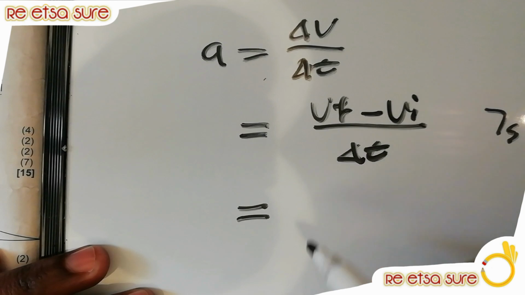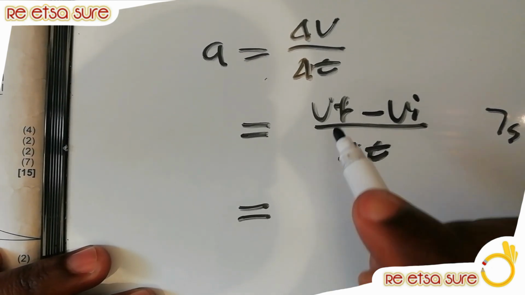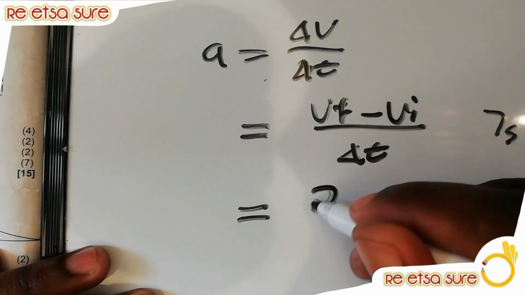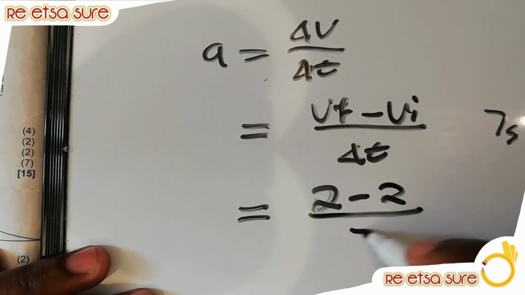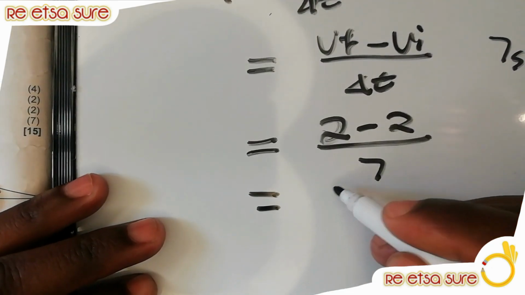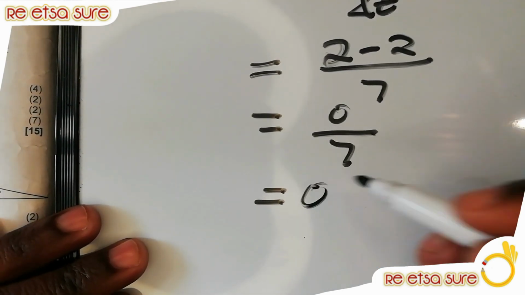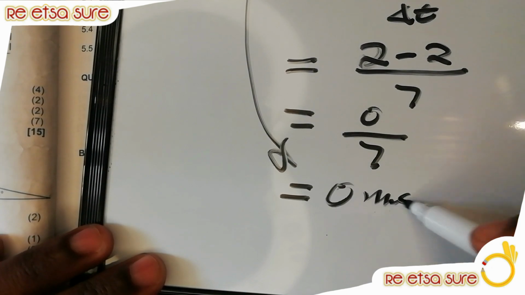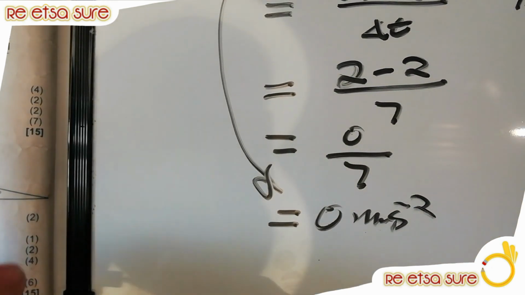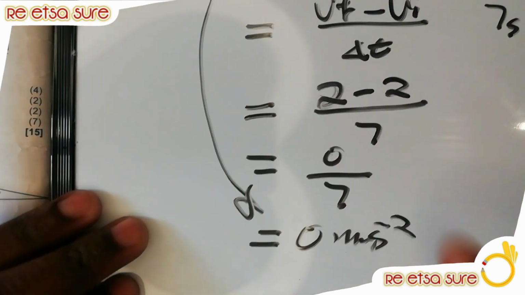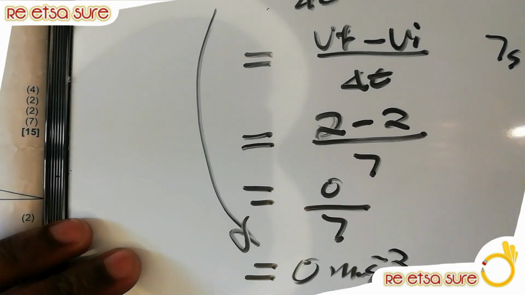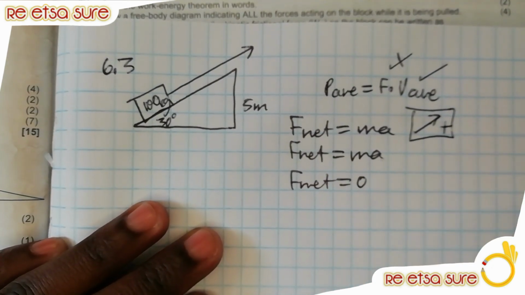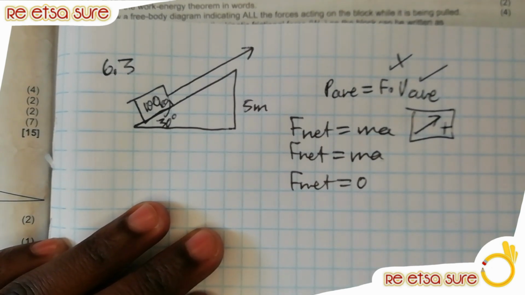So since our velocity is constant, v final should be equal to v initial, right? So it is 2 minus 2 divided by 7 seconds. Now 2 minus 2 is 0. So the answer here is 0. So our acceleration is 0 meters per second per second. That is why we always say acceleration is 0 when we have constant velocity. F net is equal to 0 because acceleration is 0 because we have constant velocity.